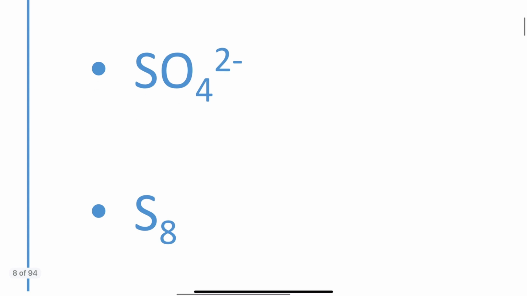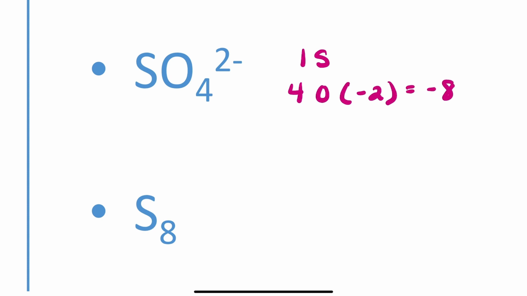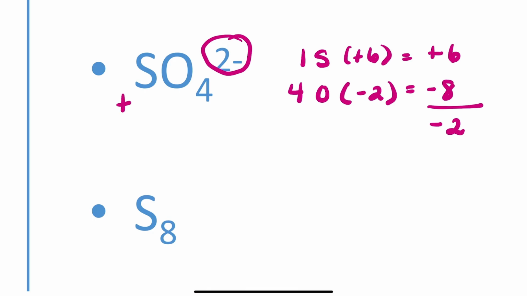What about SO4 2 minus, sulfate? I've got 1 sulfur, 4 oxygen. Oxygen is the more electronegative species here. And I know the oxygen wants to be a -2 charge, which is overall -8. And the species itself has an overall -2 charge. That means I must have +6 for the sulfur. 6 minus 8 gives me my -2. I know my sulfur is +6, and each oxygen is -2.